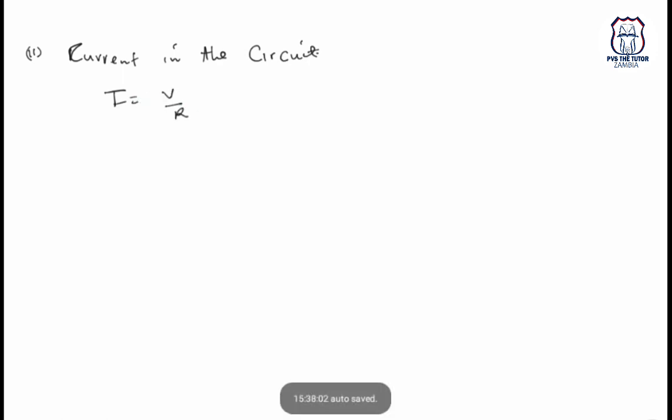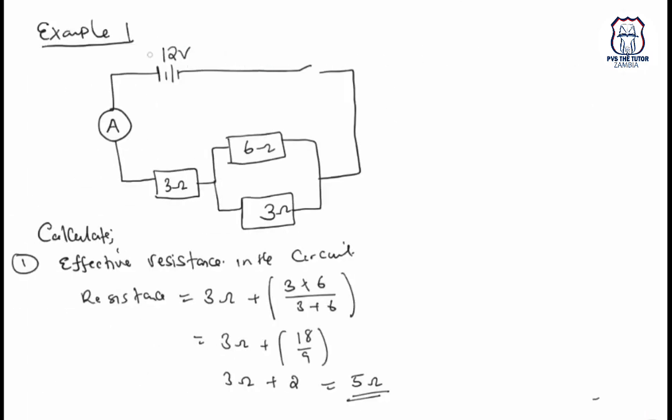So question 2 says, calculate current in the circuit. How can you calculate current in the circuit? Now, to find current, we are going to use Ohm's law equation. It says current is equal to voltage over resistance. Now, do we have a voltage? Yes. Voltage is 12 there, and resistance is this one there.